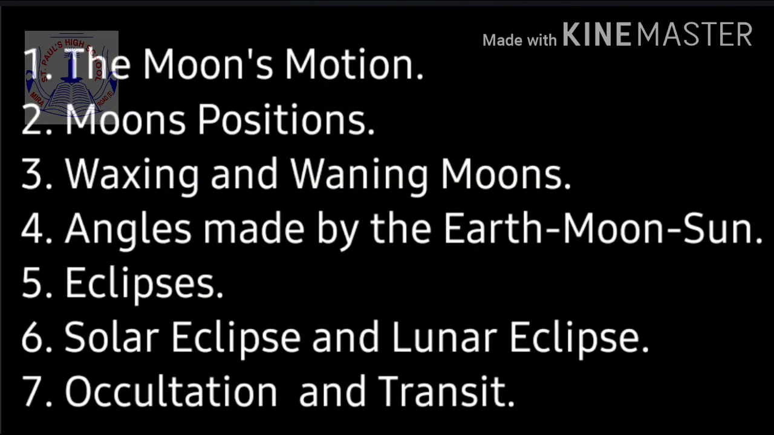Okay students, so we have almost completed with this chapter. I hope it was enjoyable to learn this chapter. So now let's have a quick revision of what we have learned in this chapter. In this chapter we have learned the moon's motion, moon's positions, waxing and waning moons, angles made by the earth, the moon and the sun, eclipses, solar eclipse and lunar eclipse, occultation and transit.